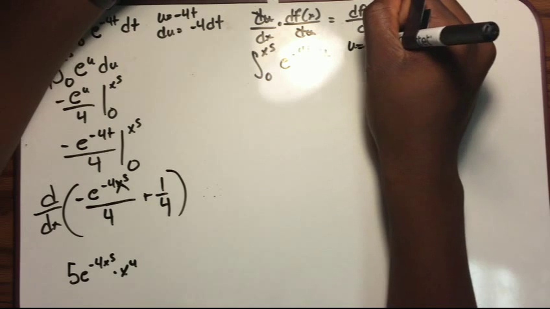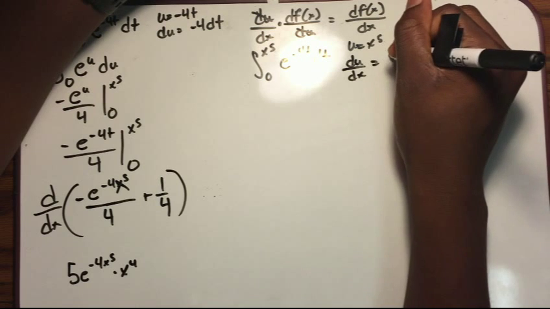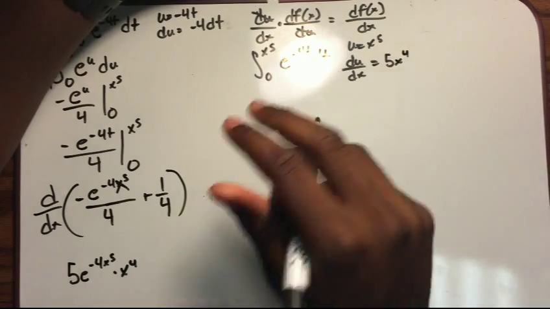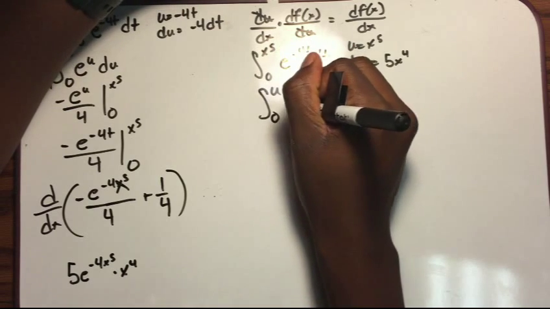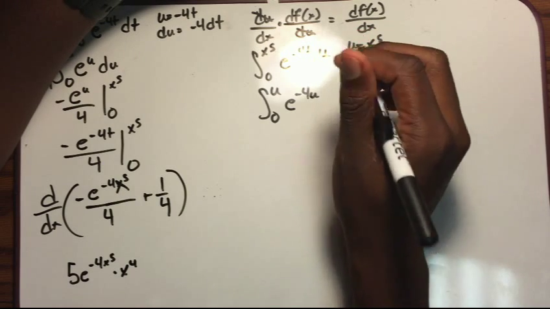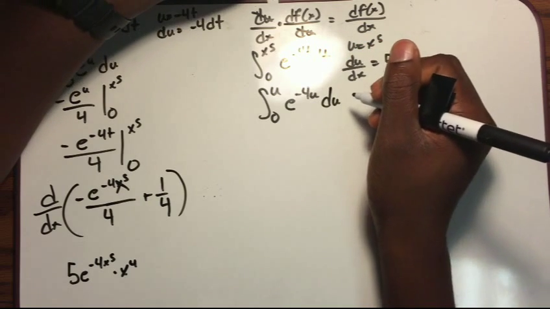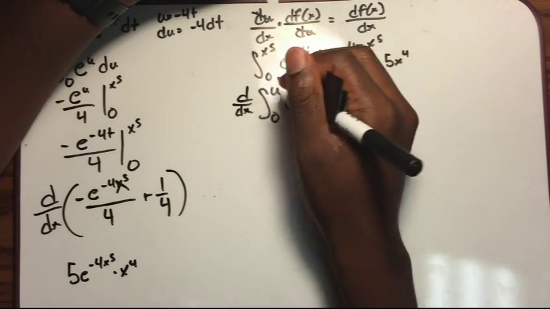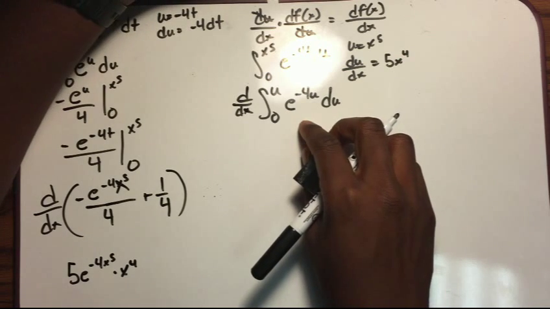So given the integral from 0 to x to the 5th of e to the negative 4t dt, we're going to pick u, and u here is going to be x to the 5th. Sorry, du over dx is equal to 5x to the 4th. So we know what our du over dx is, and we're going to leave that to the side. Now we can substitute u into the integral from 0 to u of e to the negative 4u. We replaced the letter t with u.